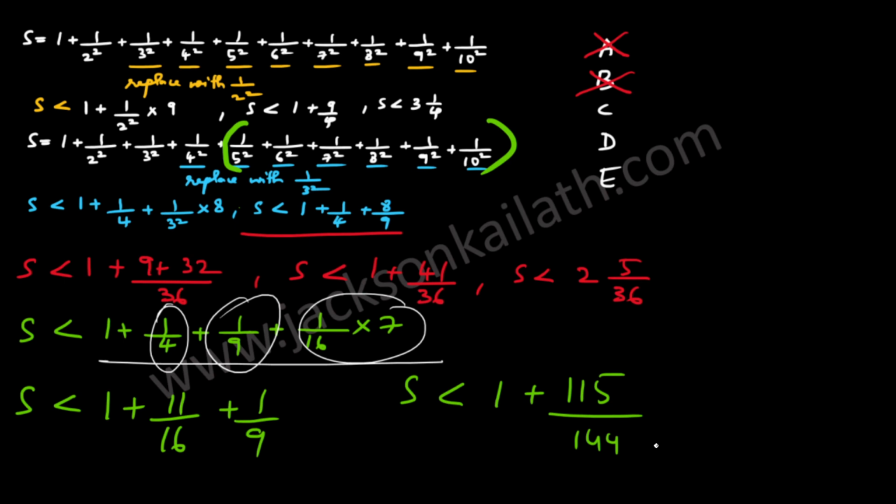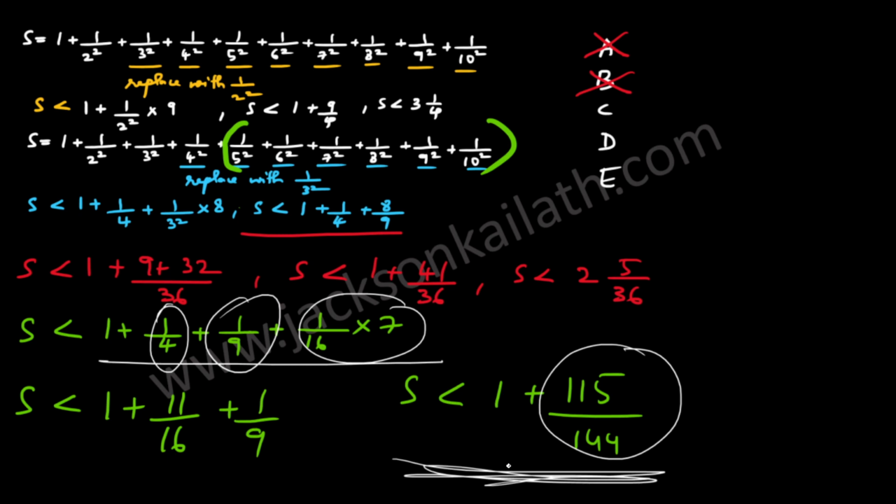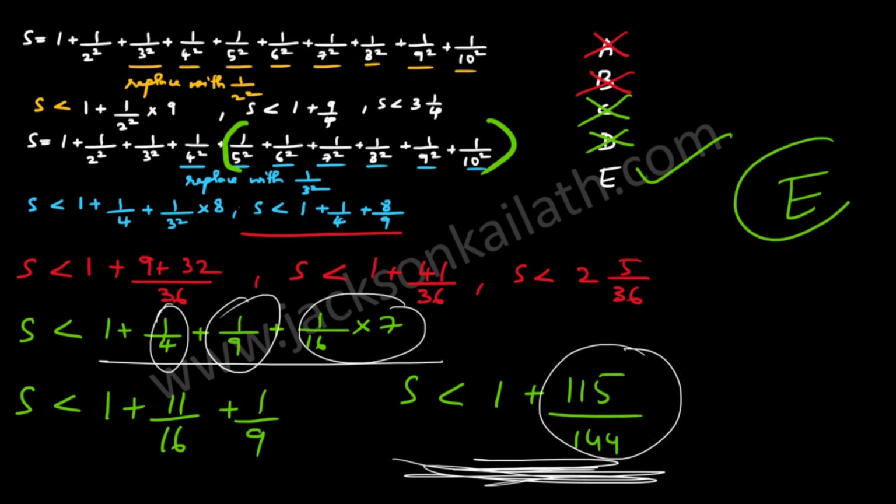So over here, this says that this is less than 2. This value is less than 1, and then you have 1. So if you add these, you will get a value less than 2. Now option D says s is equal to 2, so D is out, and option C says it's between 2 and 3. That's also out, because this value over here is definitely less than 2. So C and D are out, and we are left with answer option E, which is the correct answer to this question.